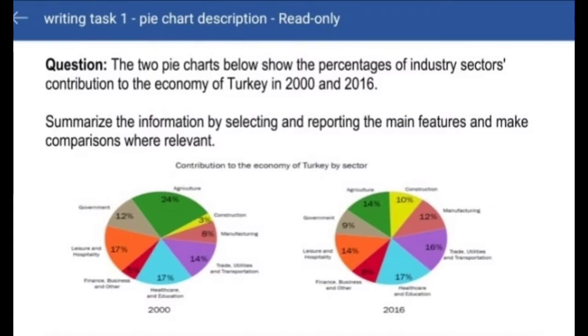Agriculture has gone down 10%, construction has gone up 7%, manufacturing has also gone up 4%, trade, utility and transportation has also gone up 2%. Healthcare and education has remained the same. That means it has remained constant in a 16-year period. So that is one of the features. Pick out highest, lowest, constant values. So you can use that.